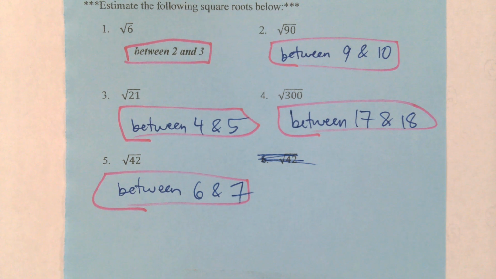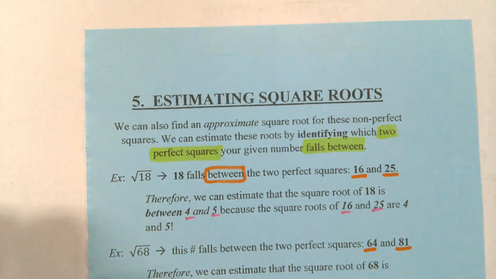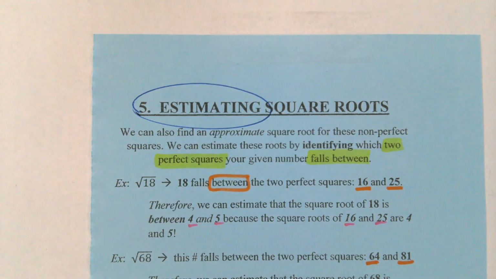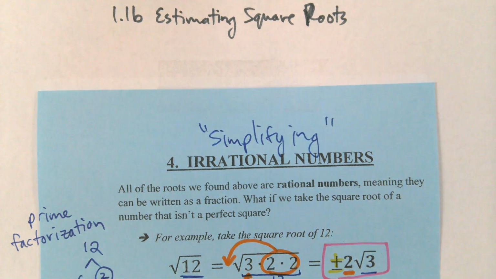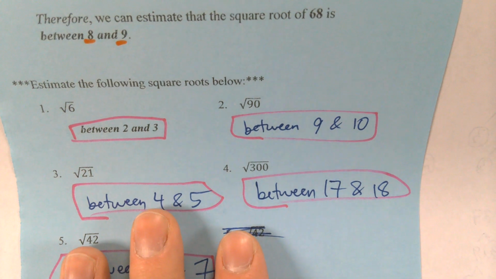All right. Any questions I can answer about this work? So, we learned two different methods here. We learned how to simplify these imperfect squares, and we learned how to estimate these imperfect squares. So two separate things. Simplifying, we got to do the factor tree. Estimating, we just make a rough guess based on our chart.